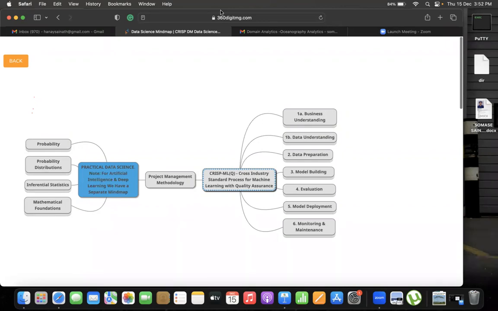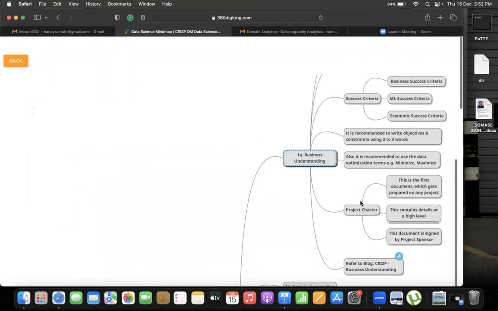Yeah, so these are the 6 stages of CRISP-ML(Q), cross-industry standard process for machine learning with quality assurance. We will learn one by one all the 6 today. Let us start with business understanding.